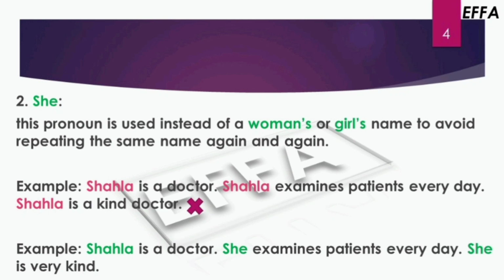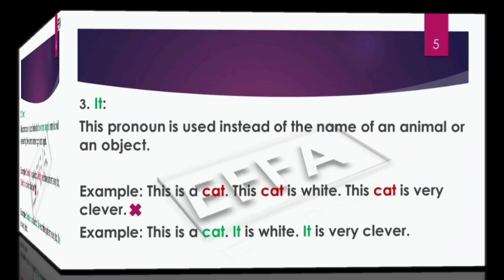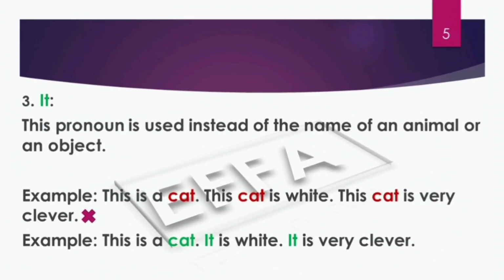Now let's move on to the next pronoun, which is it. This pronoun is used instead of the name of an animal or an object. For example, this is a cat. This cat is white. This cat is very clever. No, that's incorrect. Instead, we should say, this is a cat. It is white. It is very clever.